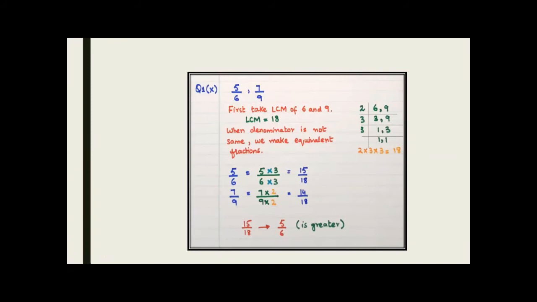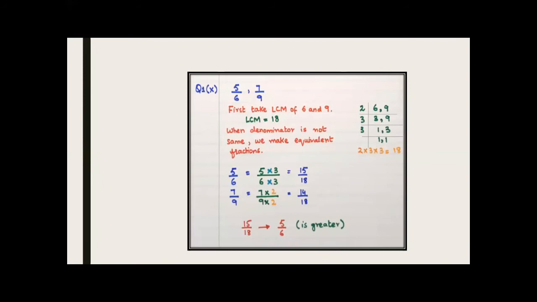Again, I am repeating about like and unlike fractions because it is very important. If you don't know about like and unlike fractions, you cannot do it. So what is a like fraction? When we have the same denominators, these are called like fractions, and when we have different denominators, these types of fractions are known as unlike fractions.